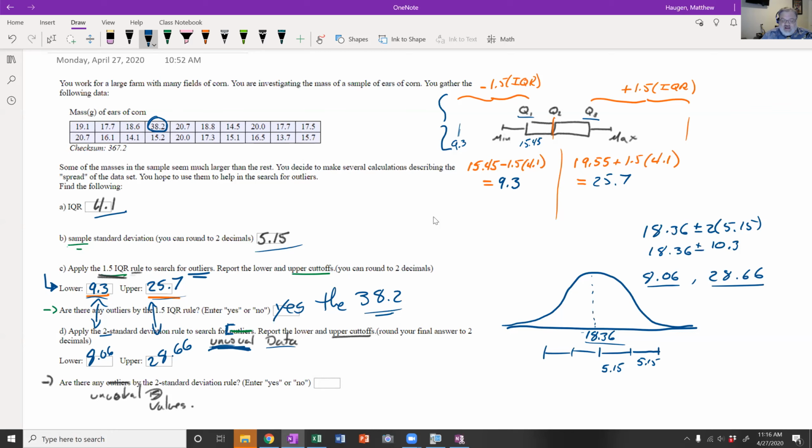So according to that, is there any data in our set that's unusual? Yes, and it's still that same 38.2 that is unusual.